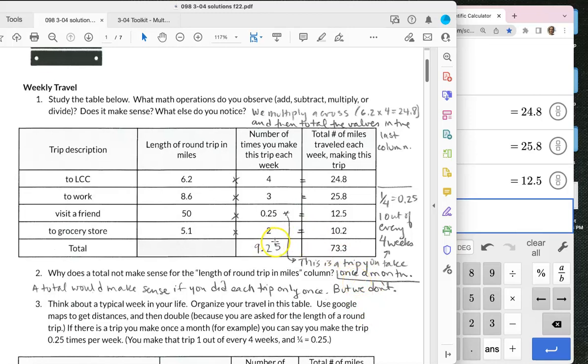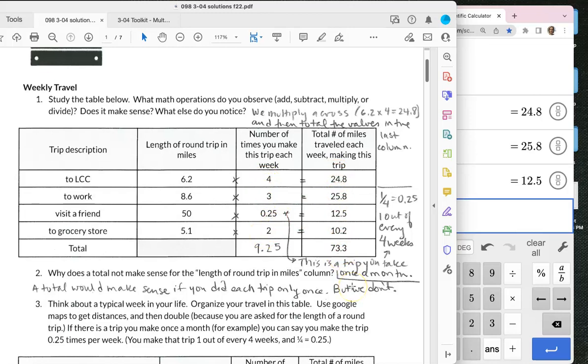I also found the total for this column, which is 9.25. And why does a total not make sense for this column? I have that box shaded, and I do not want you to find the total. Well, the length of a round trip, these are single trips, and finding the total would only make sense if you did each trip only once, but we don't. So we added up the number of times, and we added up the total number of miles.